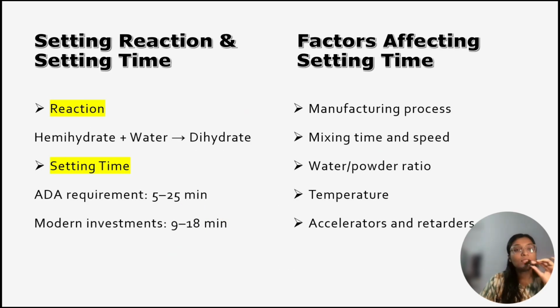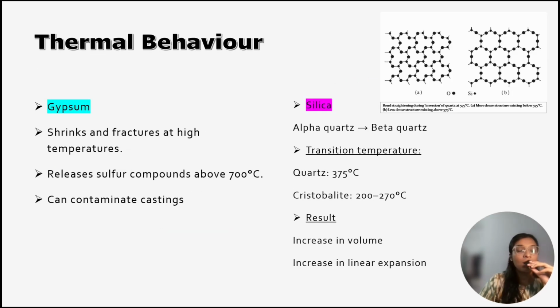Now the setting reaction is the same as that of the gypsum. Hemihydrate when mixed with water will give dihydrate. The setting time is around 9 to 18 minutes. There are various factors affecting the setting time, which we will see in detail in the later slides. Now we'll understand the thermal behavior. As I told you, gypsum shrinks at higher temperature and releases sulfur compounds above 700 degrees centigrade, which can contaminate our castings. So there will be casting defects. In order to avoid that, we should not heat the gypsum bonded investment beyond 700 degrees centigrade.